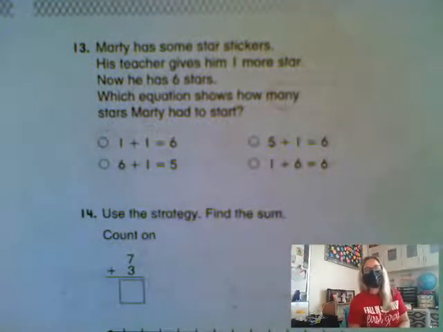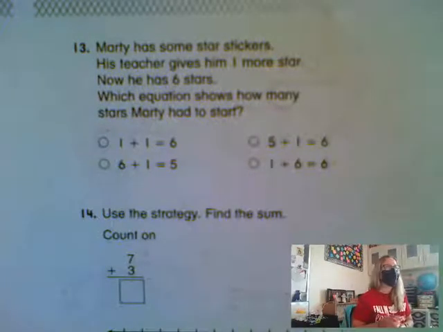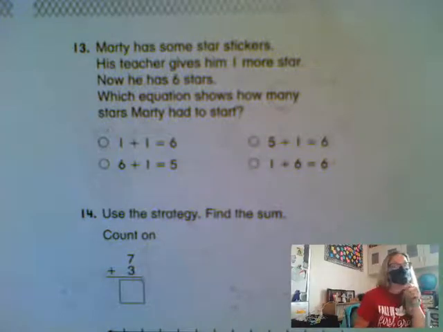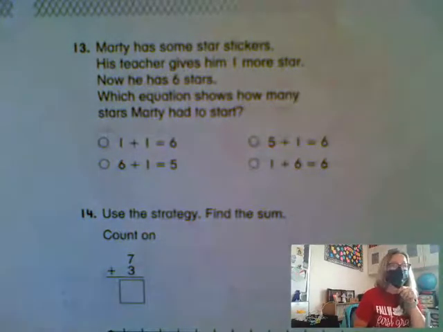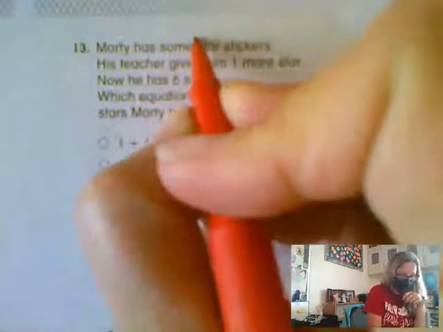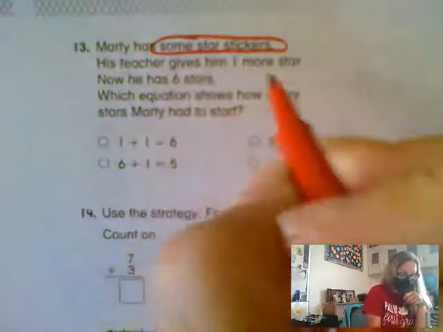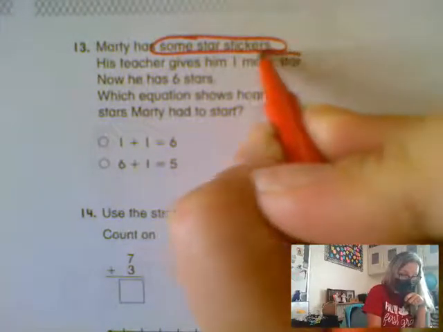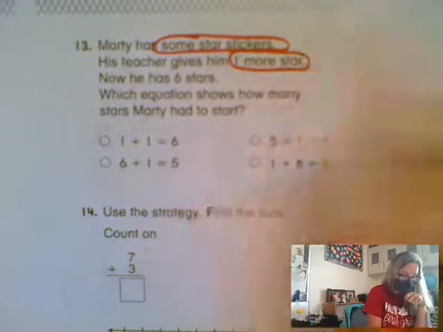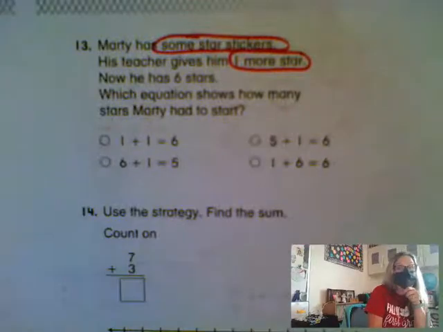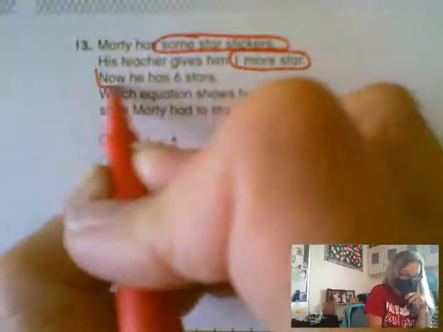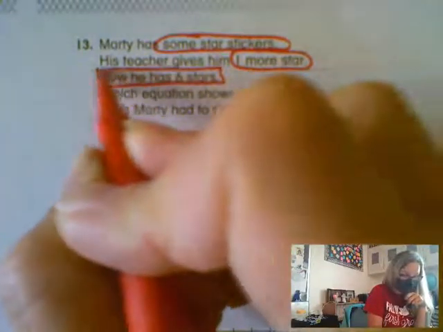All right, number 13 is another word problem. And here's what it says. Marty has some star stickers. Circle some star stickers. Do we know how many? No. His teacher gives him 1 more star. Circle 1 more star. Now he has 6 stars. Oh, that's important. Now he has 6.